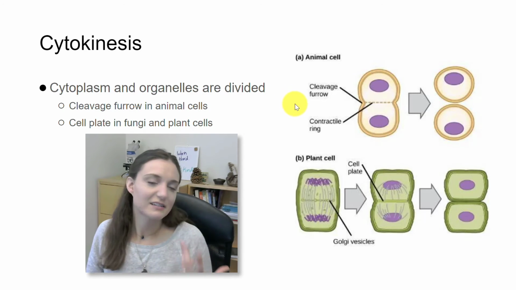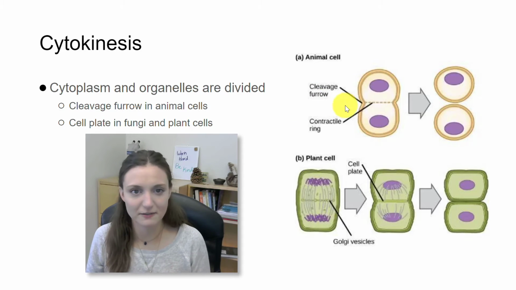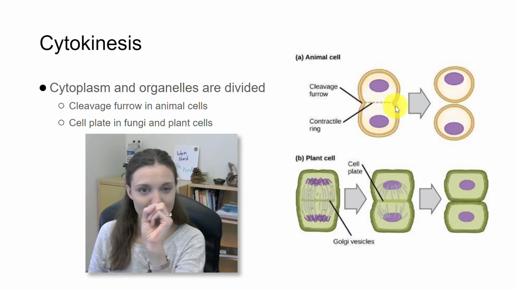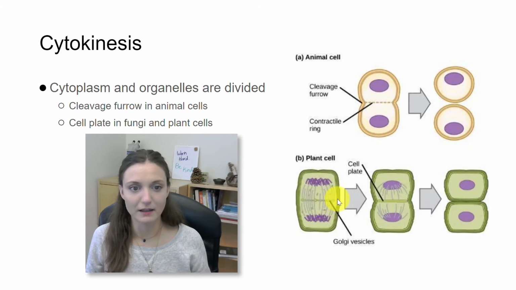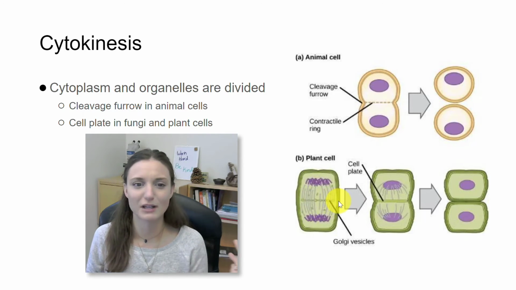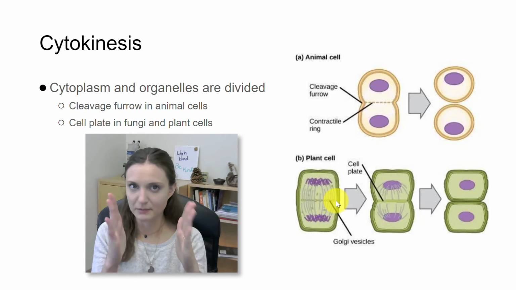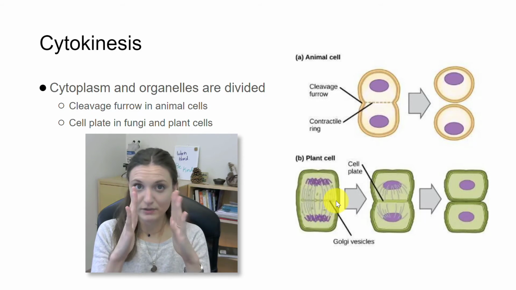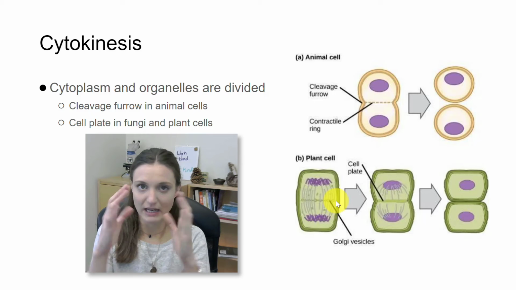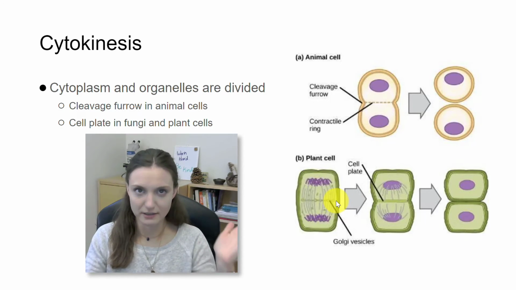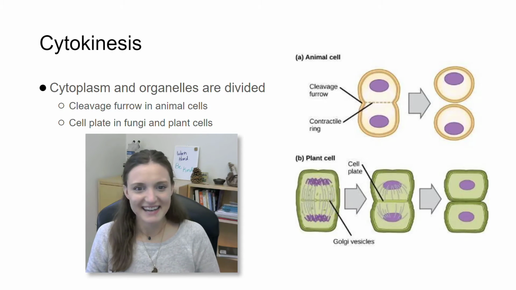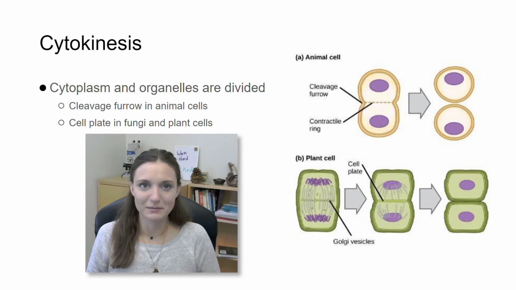Cytokinesis in plant cells, slightly different, but instead of constricting the membrane to create two new cells, we basically just build a new cell wall right in the middle of it. So we construct a new cell wall because remember, plants have a cell wall, animal cells do not. That cell wall is rigid. We can't bend it inward like we can in an animal cell, the membrane. So we just build a divider, basically, between those two cells, and that's how we get cytokinesis in plant cells.